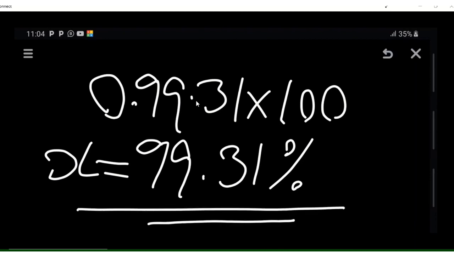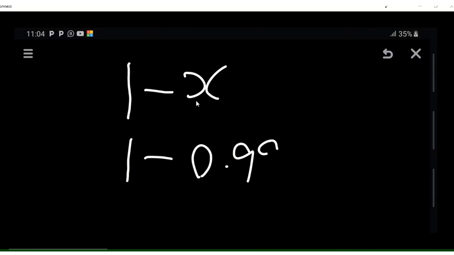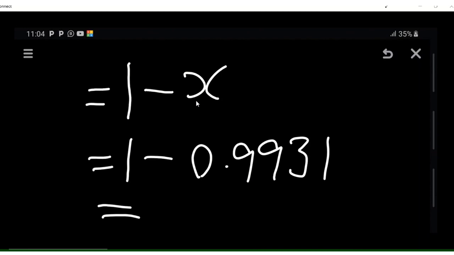We know we have to find the two percentage abundances. So for the second x, we said 1 minus x. So where there is x, I'll put 0.9931, what we have found there. So when I subtract this one, I'll get 1 minus the answer.